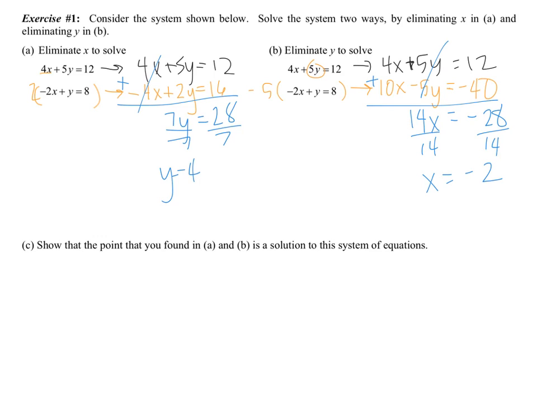So the value we found in A for y was positive 4, and the value we found in B for x was -2. So the solution to that system is -2, 4.